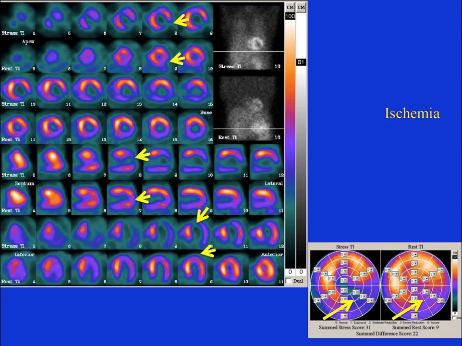Now we have another patient. There is reduced perfusion in the anterior wall, apex, and the infralateral wall. We can also assess this from the polar map: anterior wall, apex, and infralateral wall. And these defects in the stress images improved in the rest images, as shown by the arrows here. Defect in the stress image, improvement in the rest image. So this is a classic example of stress-induced ischemia or reversible ischemia.